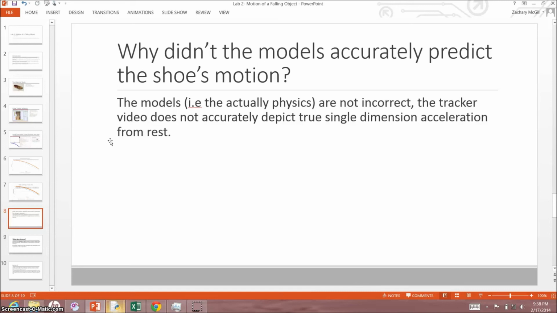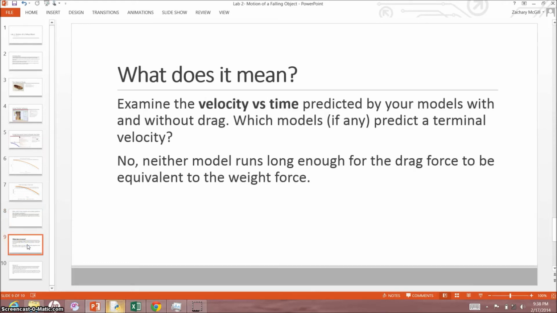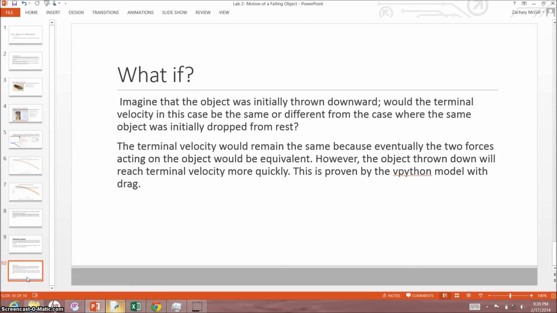We're going to continue on to two questions relating to terminal velocity in relation to the model. The first question asks whether either of the models can predict a terminal velocity, and the answer is right now they cannot. Terminal velocity is where the downward weight force is equal to the upward drag force, and thus you have no acceleration. Neither of these models run for long enough to show us the terminal velocity. However, the second model with drag force could be run for a length of time that would show us a terminal velocity. We'd have to increase the time to, say, 100,000 seconds.